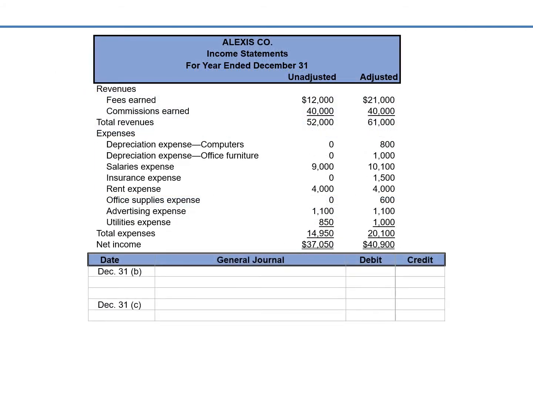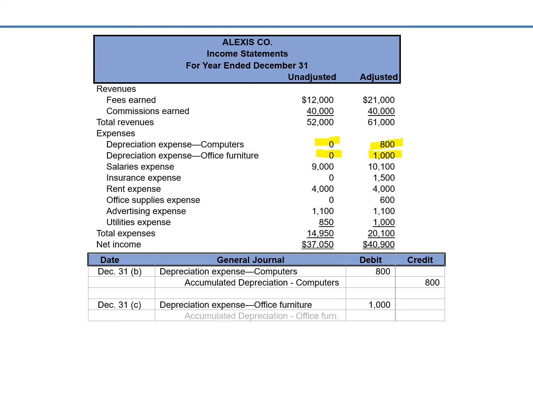Now let's look at the expenses. The first two expenses that have changed are depreciation expenses. To increase depreciation expense for computers, we debit. The other side of that is accumulated depreciation, credit. For depreciation expense for office furniture, in order to get the balance to go from 0 to 1,000, we debit for 1,000 and credit accumulated depreciation, office furniture.